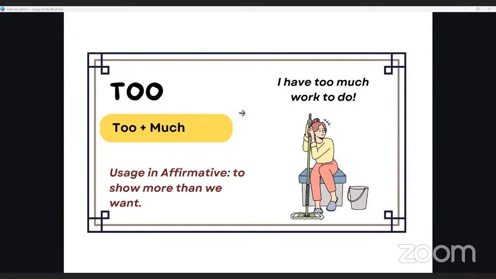I know it might seem a bit redundant since we're already on level B2, but it's a subject on your book. So, we're going to review it quickly. So remember, too much means to show more than we want, to show that we have a lot to do. For example, with this context, I have too much work, I have too much, I don't know, water in my basement. Remember, when do we use much? With what type of noun? Anyone remembers?